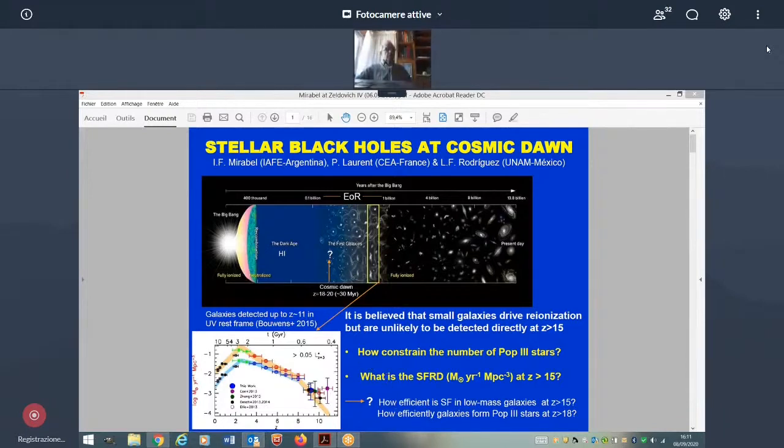Some of the questions in the frontier of cosmology is how could we constrain the first stars forming the universe, and what is the star formation rate density at very high redshifts, namely at redshifts greater than 15.